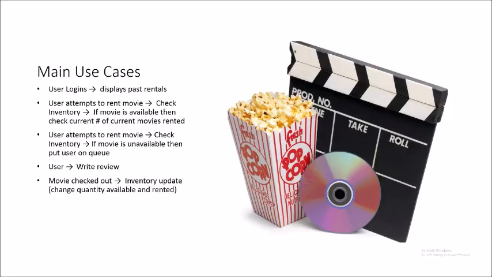And then the last thing they can do is when they check out a movie, we have to update our inventory to let us know how many of that movie we still have and how many we can send out. And obviously, if they try and rent a movie that is not there, then we can't update that. We just have to put the user in a queue to wait until someone else finishes their movie.